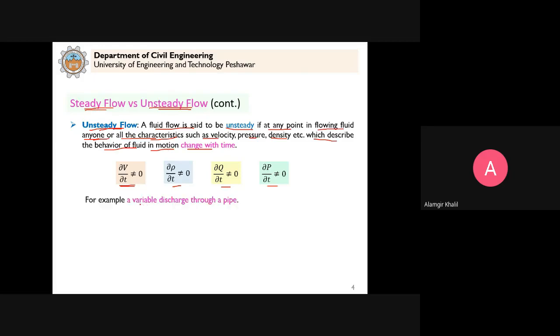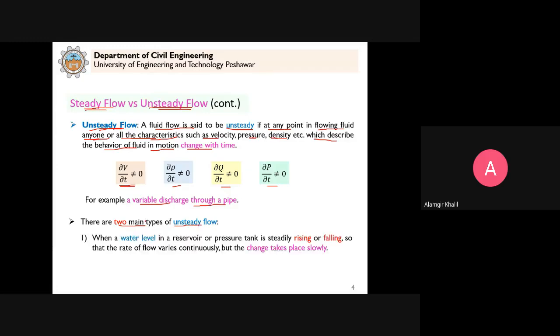An example of unsteady flow is a variable discharge through a pipe. When discharge is changing through a pipe, either increasing or decreasing, we can say that the flow is unsteady. There are two main types of unsteady flow. Number one, when the water level in a reservoir or pressure tank is steadily rising or falling, so that the rate of flow varies continuously, but the change takes place slowly.